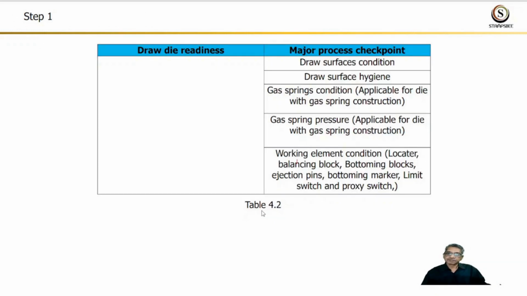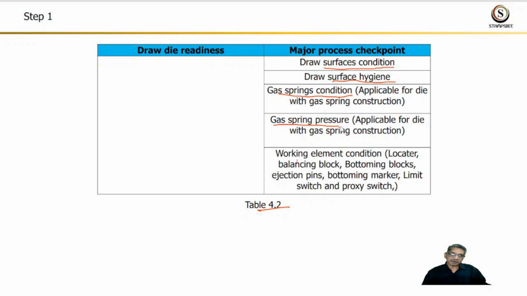Process step 1 is draw die readiness. Table 4.2 gives the major process checkpoints such as draw surface condition. It should be free from pitting and material deposition. Draw surface hygiene. The draw surface should be free from dust and contamination and it is in washed condition. Gas spring condition. All gas springs should be available in working condition.